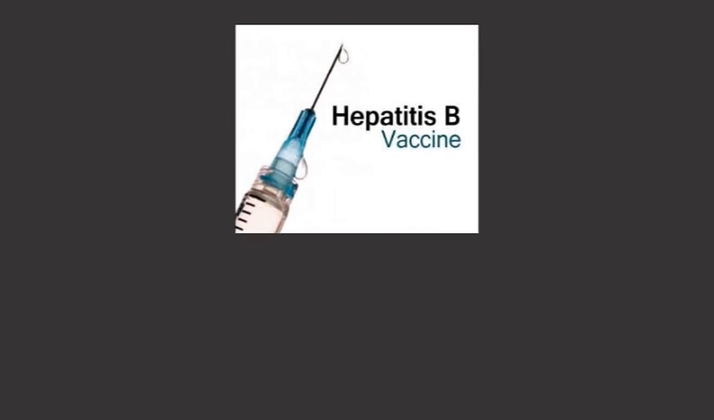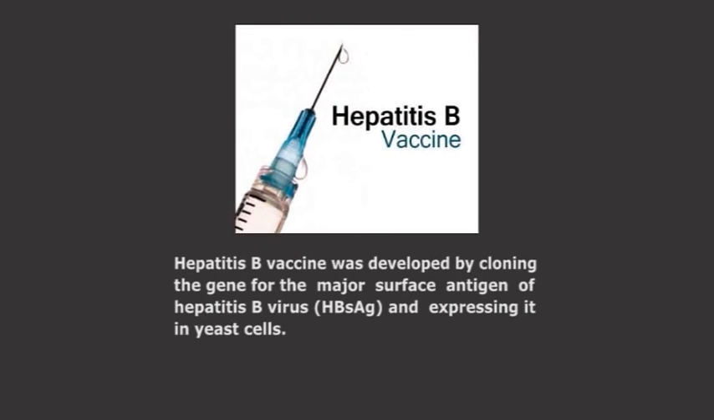Example: Hepatitis B vaccine. Hepatitis B vaccine was developed by cloning the gene for the major surface antigen of hepatitis B virus, HBsAg, and expressing it in yeast cells.